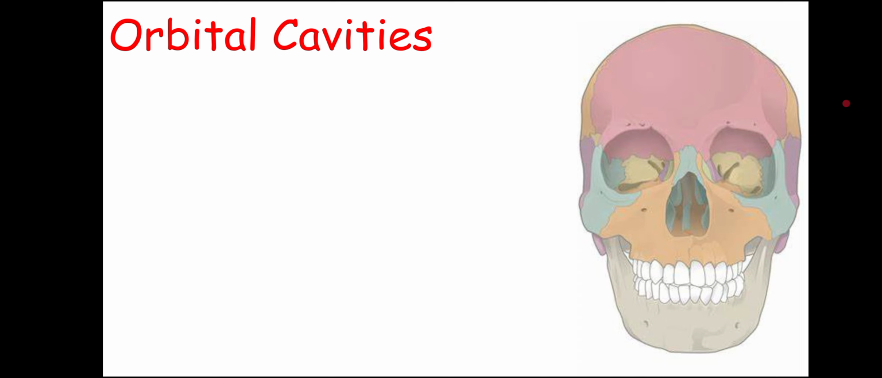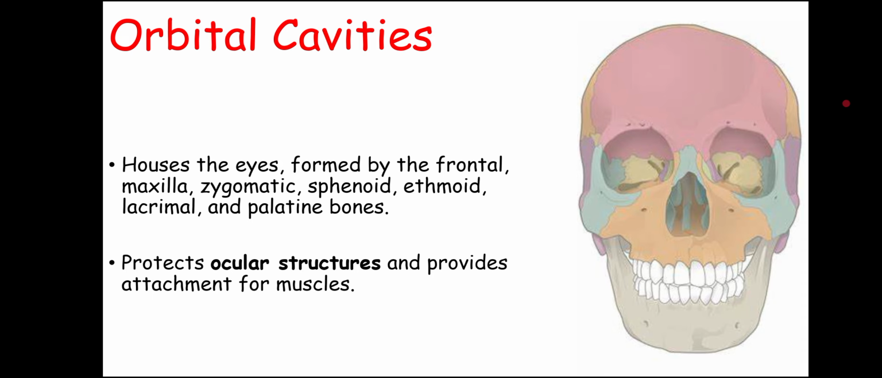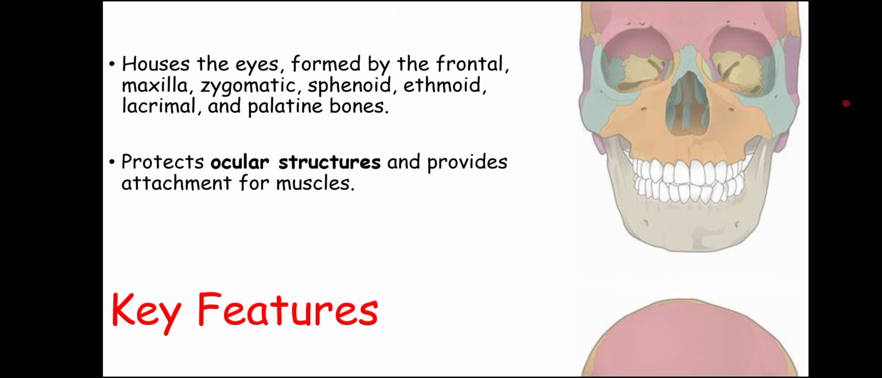Next we have is orbital cavities that house the eyes, formed by frontal bone, maxilla bone, zygomatic bone, sphenoid bone, ethmoid bone, lacrimal bone, and palatine bone. So these are the 7 bones that form the orbital cavity. They protect ocular structures and provide attachment for muscles.